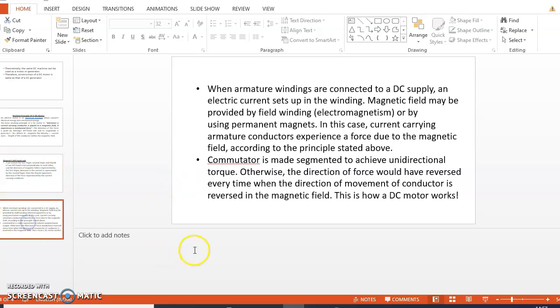And finally, what happens inside the DC motor is that we give supply to the armature windings, then place the armature windings near the field windings. The field winding has already been excited and has a magnetic field. Therefore, a force is experienced in the armature winding, and the force is reversing in direction. In order to make it unidirectional, we need a commutator segment.